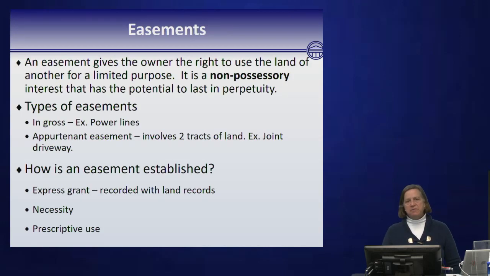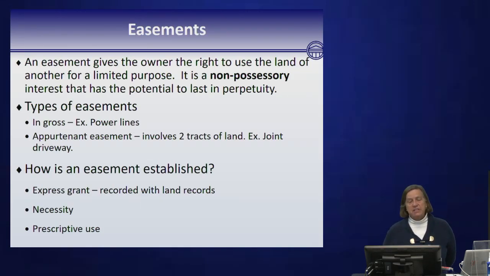So that's approximately $15,000. And so beware when the power company or the Commonwealth wants to have an easement across your property. It's worth a lot more, perhaps even 10 times what they offer you initially. So don't take the first offer. So an easement in gross is like a power line.